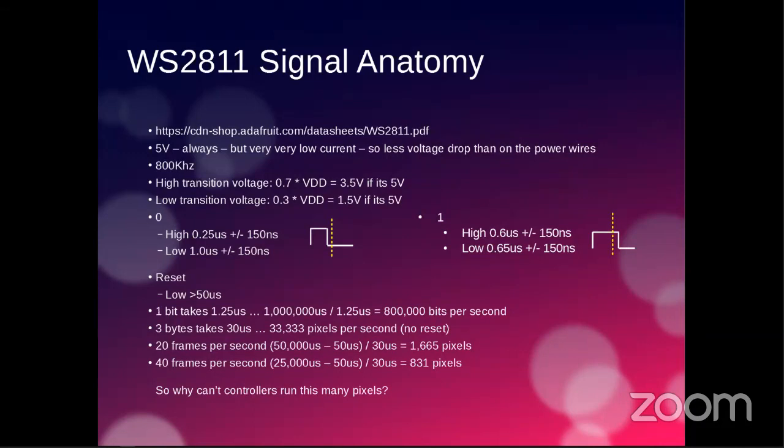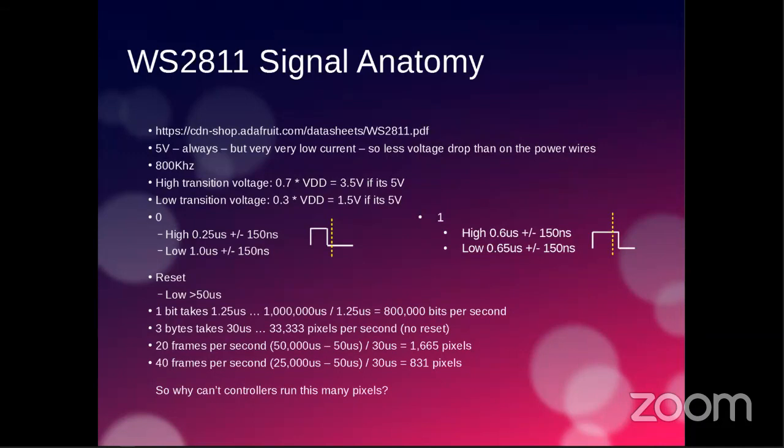It's very low current, so consequently you don't see a great deal of voltage drop, and thus you're not seeing a lot of issues for that reason. The signal runs at about 800 kilohertz. That's 800,000 cycles per second. That's actually the end-to-end. The actual signal changes occur at roughly twice that frequency.